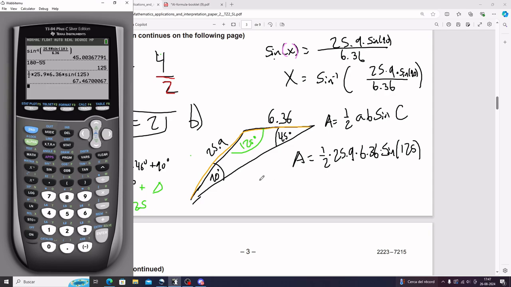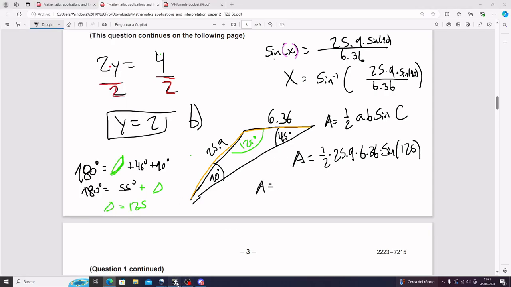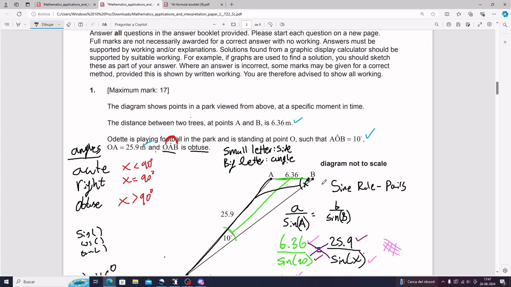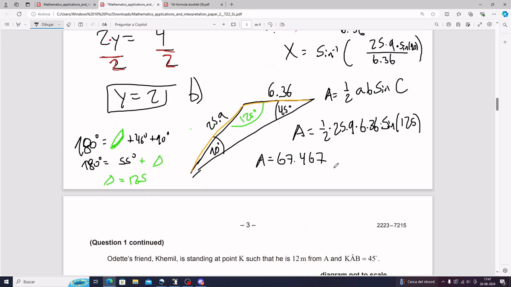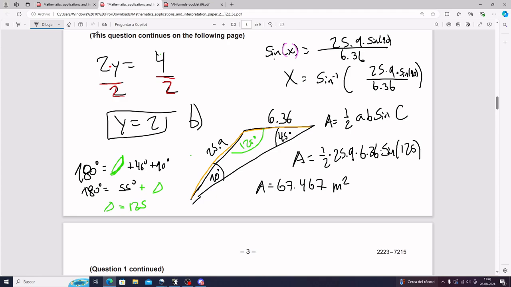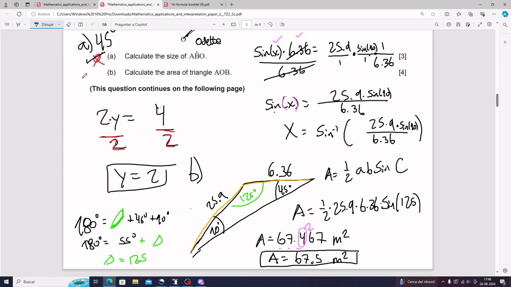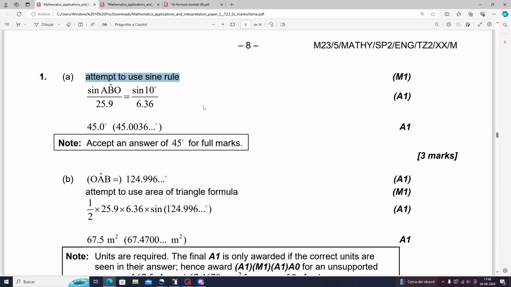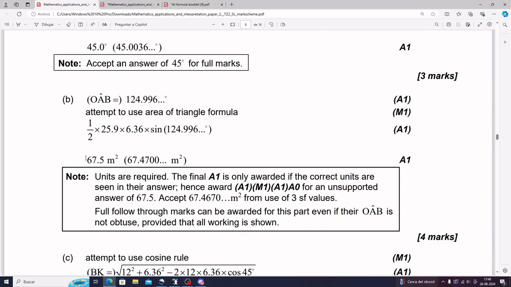So the area of this triangle has to be 67.467. We are talking about meters. This is all in meters, so this is going to be meters squared. If you wanted to do significant figures, you count 1, 2, 3, and round it up. So in significant figures, you can leave it as 67.5 meters squared. So that is for part B. We check our answer just to keep things clean, and there it is.